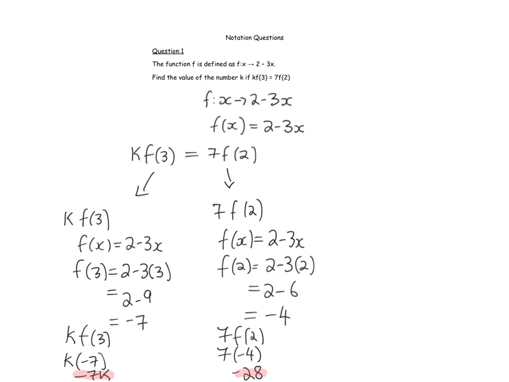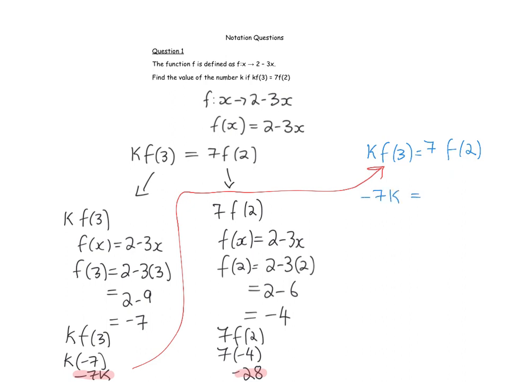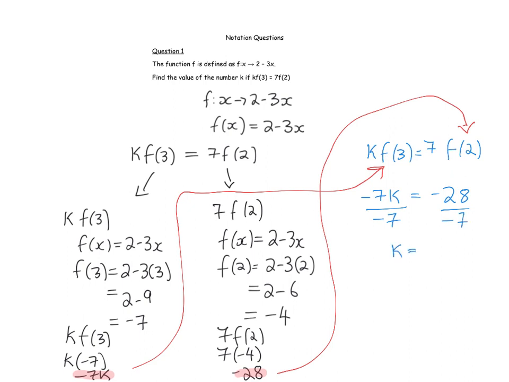So what we had back at the start is we wanted to figure out what k f of 3 is equal to 7 f of 2. We figured out that k f of 3 is minus 7k, so I'm going to write that here. And that's equal to 7 f of 2, which we figured out to be minus 28. So if we want to figure out what k is, we're going to divide both sides by minus 7. So k then is going to equal 4. And that's question 1 done.